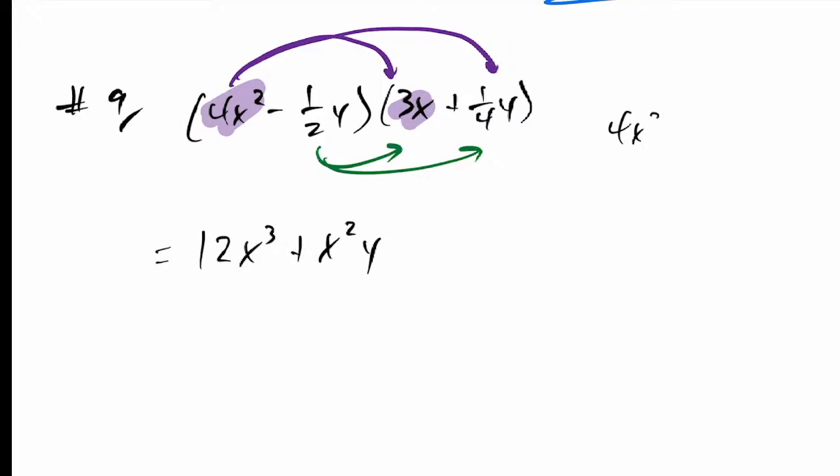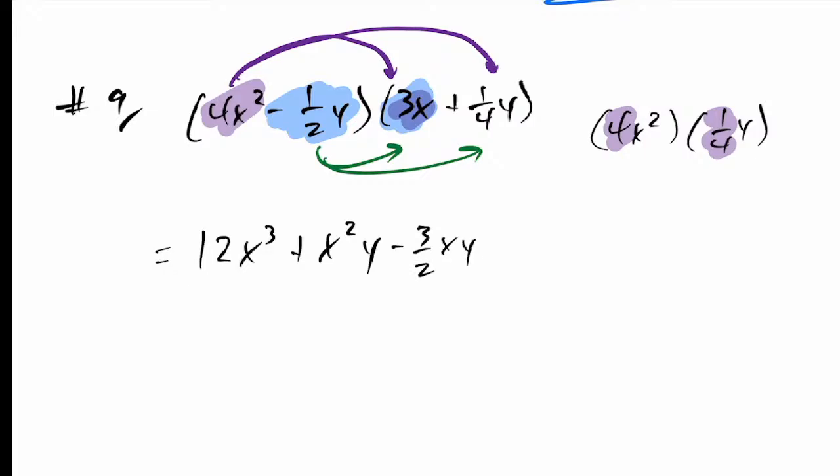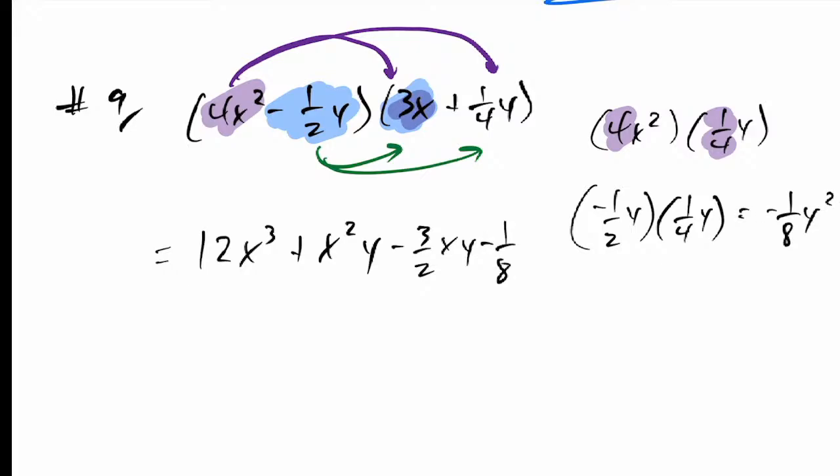And the reason for that is it's 4x squared times 1/4 y. So again, multiplication is commutative. So this 4 and a quarter come together to just be 1. So it cancels off. And then likewise, I have minus 1/2 y times 3x. So that'll end up being minus 3/2 xy. And then lastly, minus 1/2 y times 1/4 y is minus 1/8 y squared. And that's it for this one here.